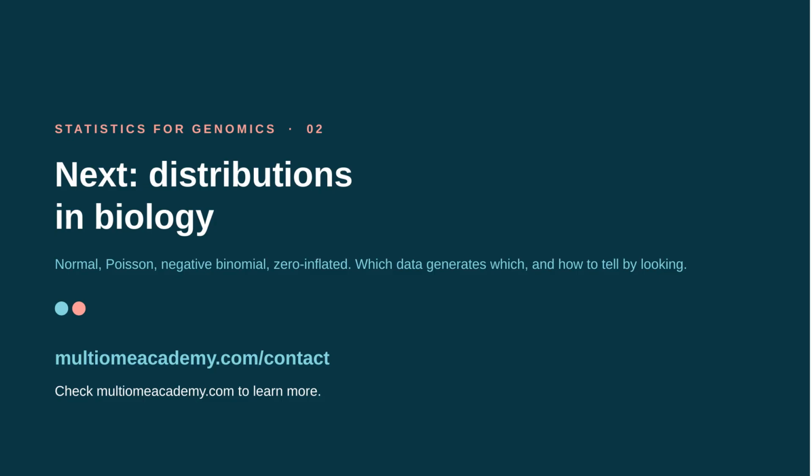That was video 2 in the Statistics for Genomics series. Next we look at distributions in biology, normal, Poisson, negative binomial and zero inflated, which data generates which and how to tell by looking.